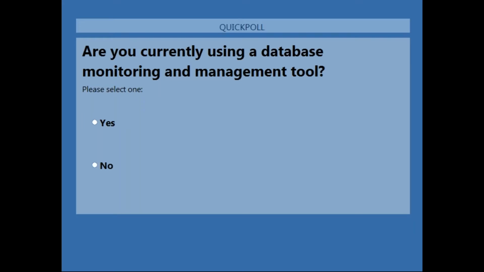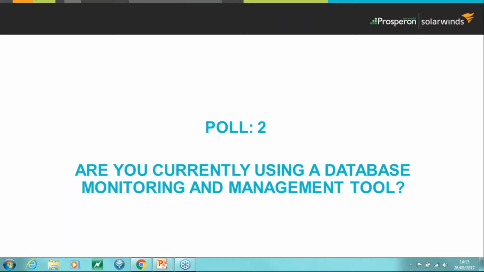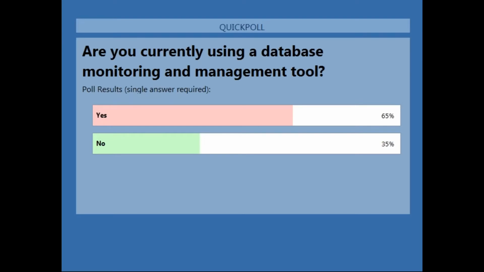So far, this is looking very promising, Rob. I'm going to share the details in a sec, but it's around 65% yes. Oh, excellent. So let's close the poll and share the results. And there you have it, 65 exactly. So a third of the audience have some sort of database monitoring and management tool.